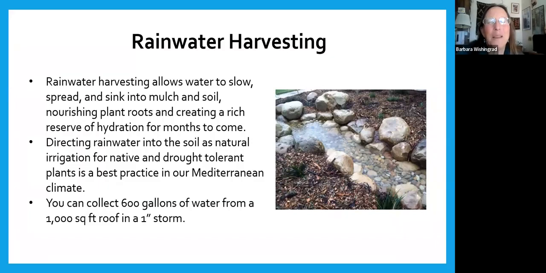It's always a possibility. There are also places where dew comes into these systems and adds more moisture, but this really allows water to slow, spread and sink into mulch and soil, nourishing plant roots, creating a rich reserve of hydration for months to come. And it's natural irrigation for native and drought tolerant plants, the best practice in our Mediterranean climate. Next.